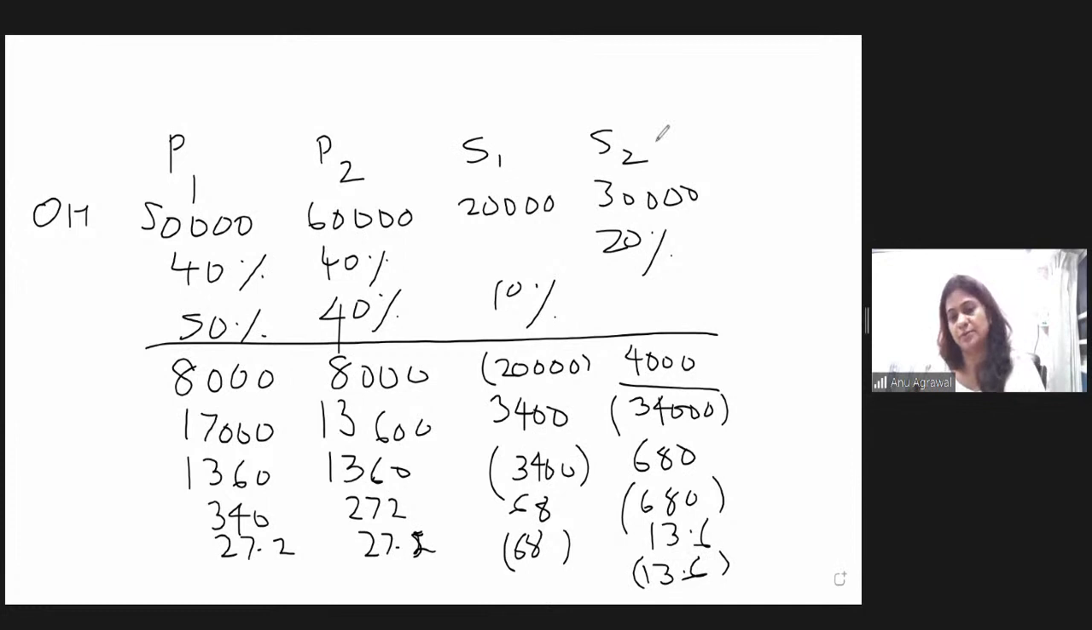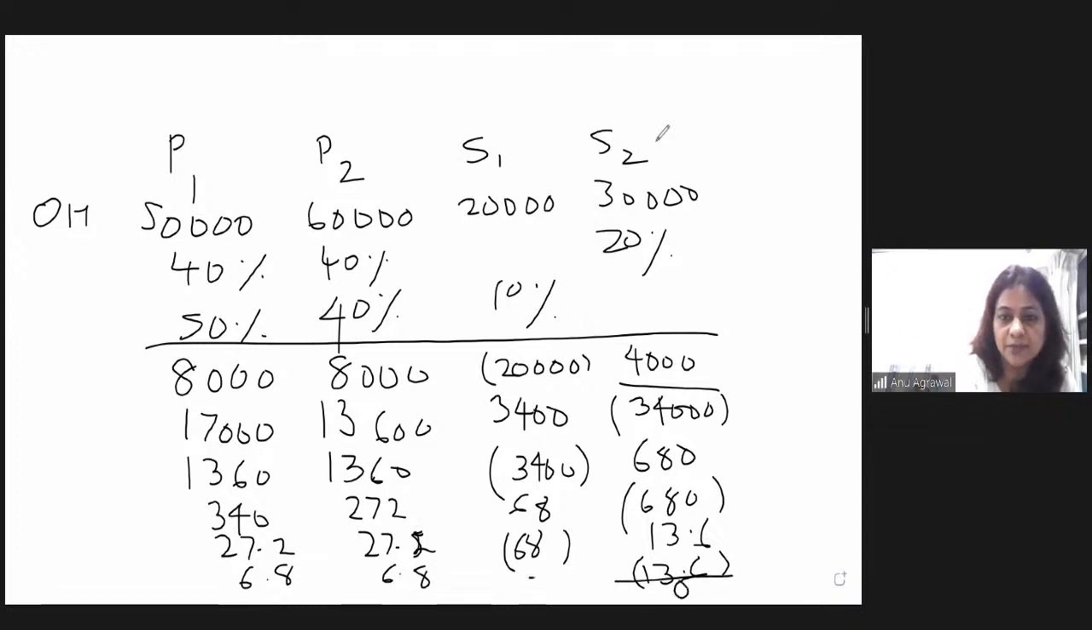Now you have two options. Very small amount will come on S1, as you can see. 13.6 into 50%, 6.8 goes here, and at some point 1.36 will come here, right? So might as well, what you can do is just divide it equally and finish it off. So actually everything becomes 0.